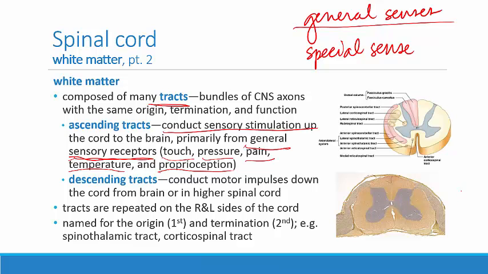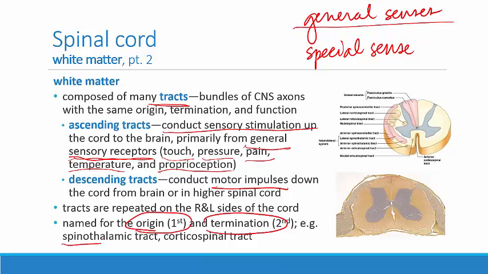The descending tracts are the motor impulses that are being sent down the spinal cord from the brain or up higher in the spinal cord. And we see these tracts repeated on the right and the left sides. So we have similar pathways on the right side as the left side. And they're named for their origin, where they begin, and for their termination. So the first part of the name is the origin, and the second part of the name is the terminus.